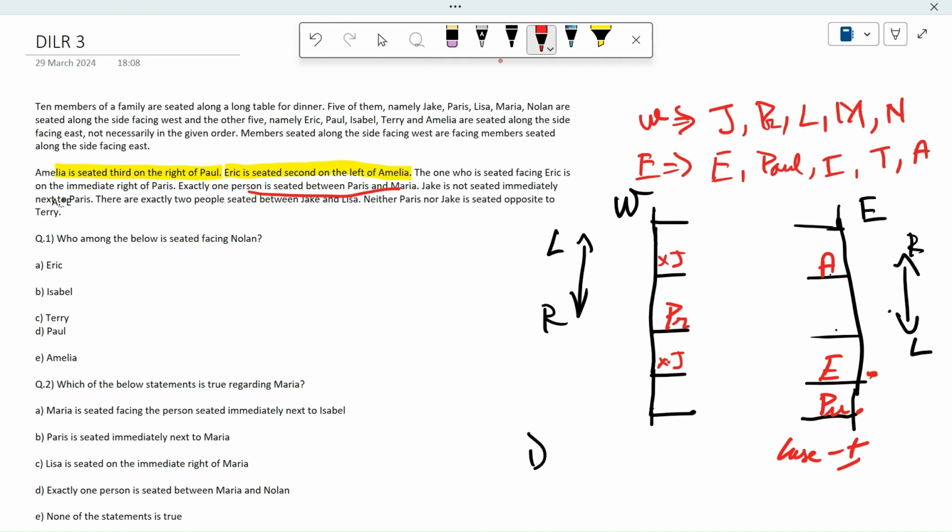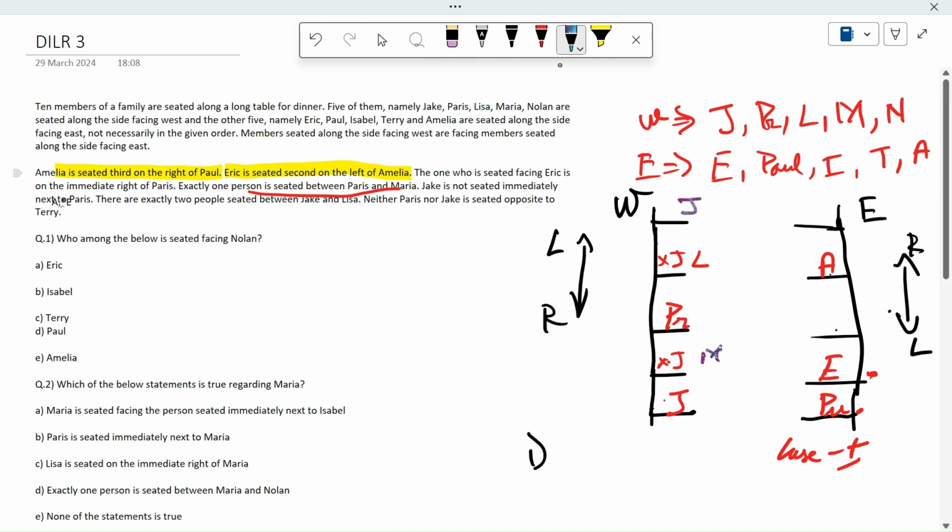So if Jack is in this position, there are exactly two people between Jack and Lisa. So Jack could be on this point, two places, then Lisa could be at this place, or Jack could be here. Jack could be in this position. Okay, let me change the color. So this is one iteration. Or Jack could be in this position, and then there will be two people, and Maria will be at this position.